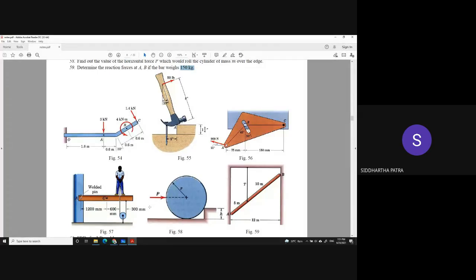So find out the reaction forces at A and also the tension in the cable.